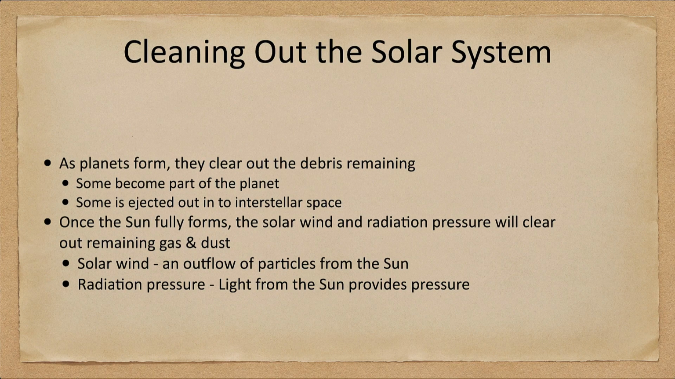How do we get rid of all of that extra debris? Well, this is the job of the planets and the sun. What the planets do is clean out the debris in their areas. Some of that debris becomes part of the planet, and some of it is ejected into interstellar space. It will pass too close to a planet, gain enough energy to escape from the solar system, never to return. So that'll clear out some of the debris, at least the larger pieces.